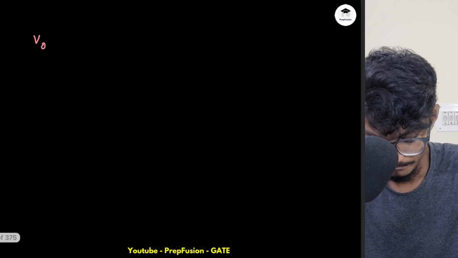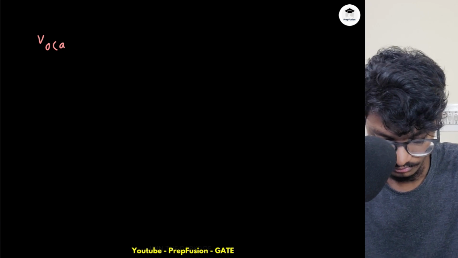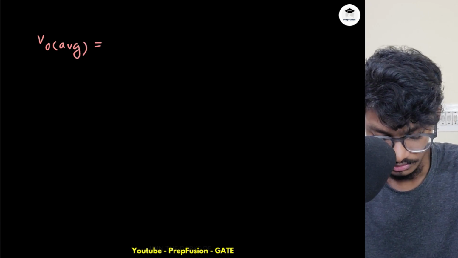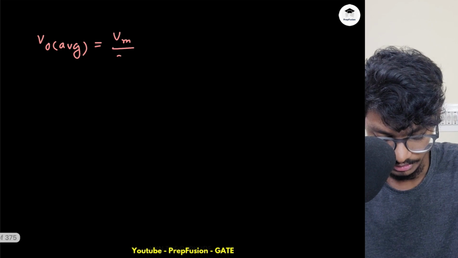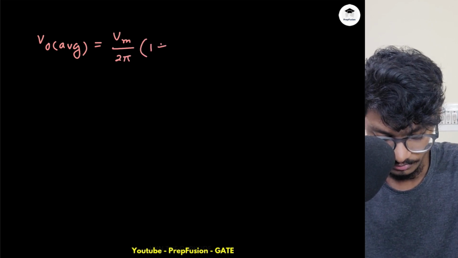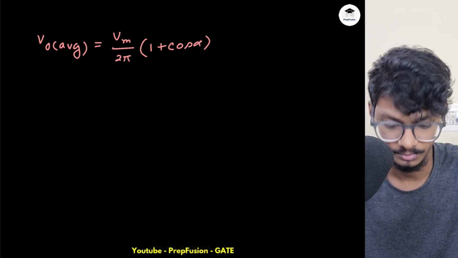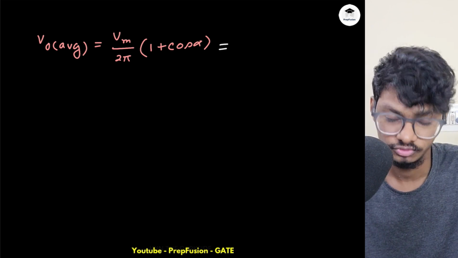My VO average will be simply Vm by 2 pi into 1 plus cos alpha. VO average will be Vm by 2 pi into 1 plus cos alpha. So this will be equals to what?